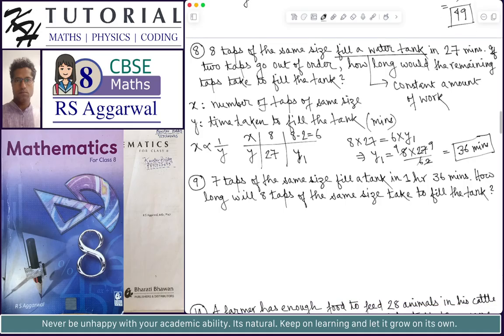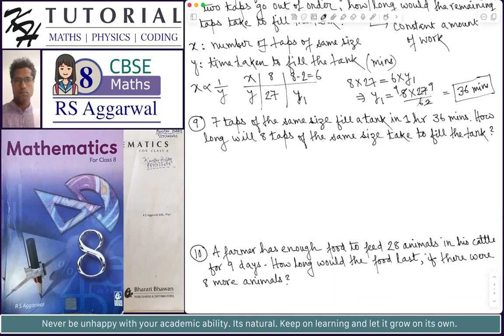But in this problem, problem 9, it is given that 7 taps of the same size fill a tank in 1 hour 36 minutes. Now regarding the time taken, you can consider the unit to be in minutes or in hours. I will consider it to be in hours.